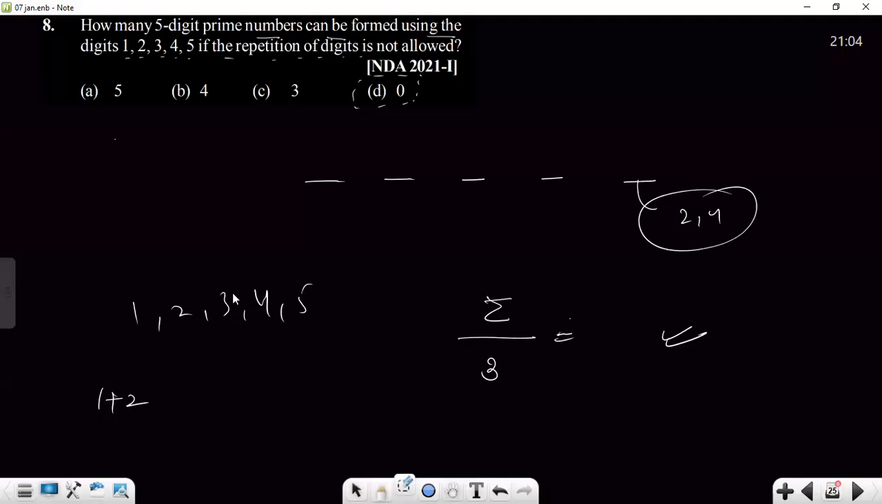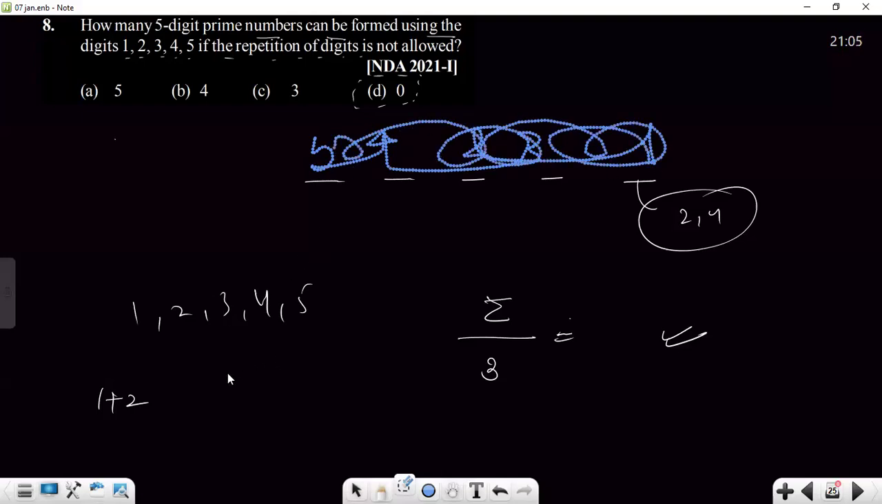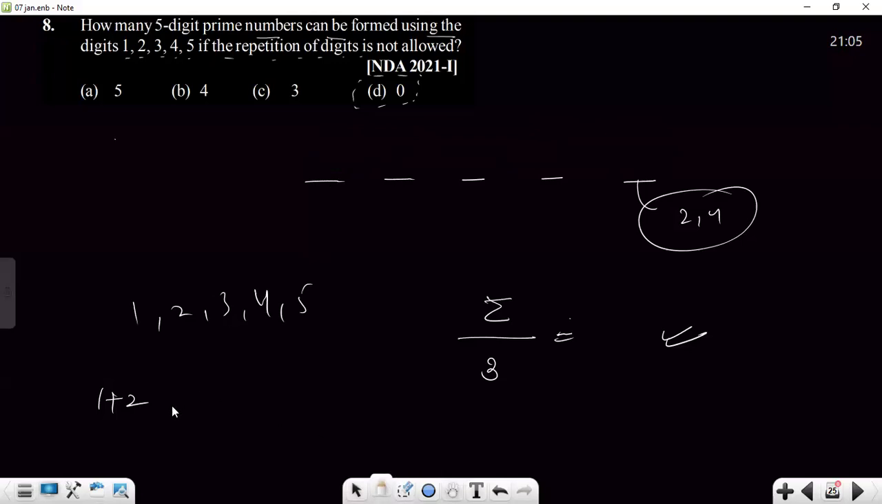that these 5 digits are only going to come. They may have different positions like 5, 4 here, 3 here, 2 here, 1 here. But only these digits will be used. Okay, so let's sum them. What is their sum? 3, 3, 6, 6 and 9, 15, which is divisible by 3.